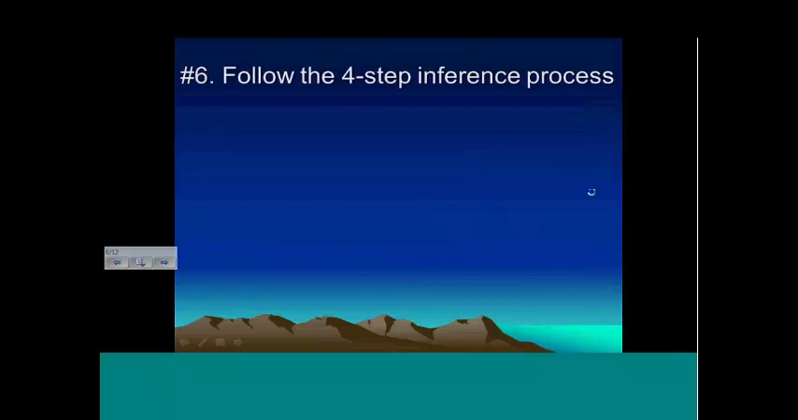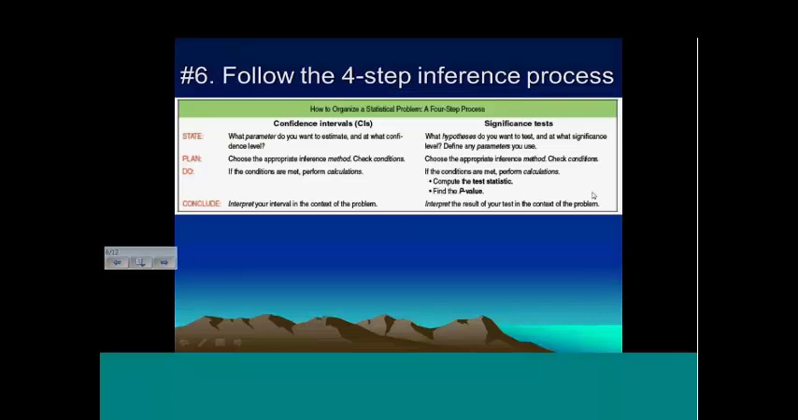All right, tip number 6. This refers specifically to inference questions on the free response section. Whether you're calculating a confidence interval or performing a significance test, we strongly encourage that you follow the 4-step inference process when writing up solutions. We've made a copy of the 4-step inference plan for both confidence intervals and tests, and this is from our long experience working with the rubrics for scoring these problems.